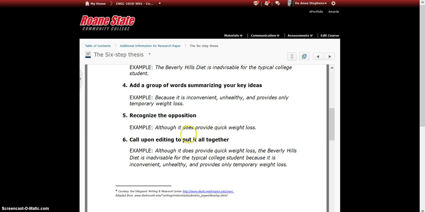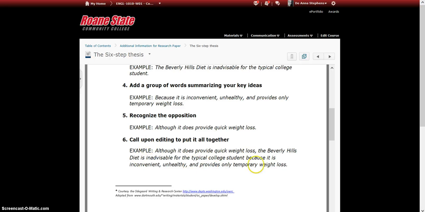Then you want to make sure you recognize the opposition. And really good words to start this off with might be although, despite, even though, while, okay? So although it does provide quick weight loss, so this person is acknowledging that it does provide quick weight loss, but these other issues make it less than, I guess, positive or beneficial, okay?